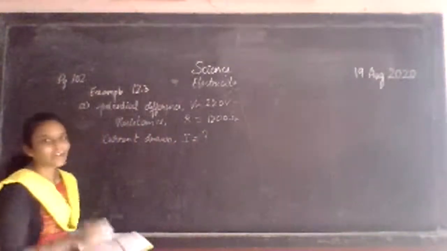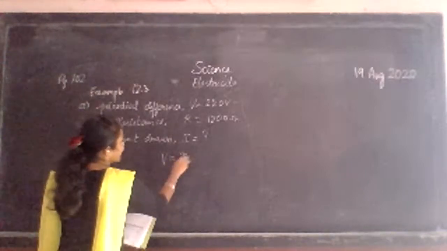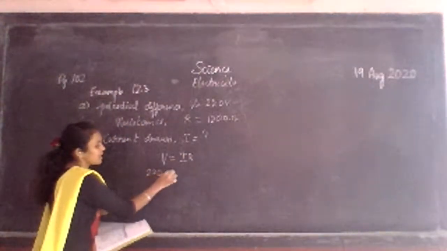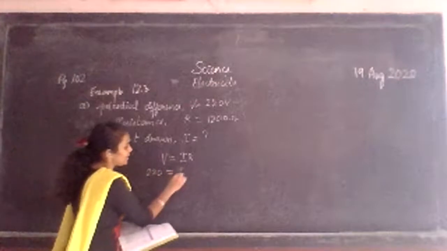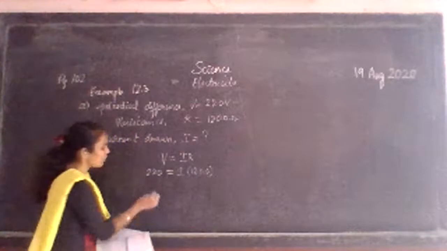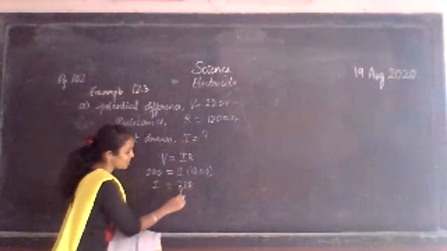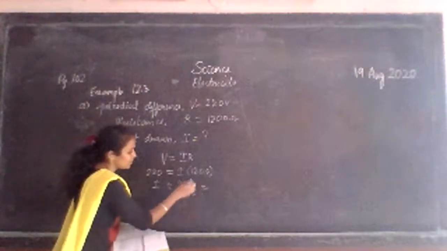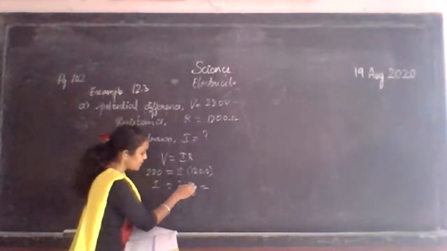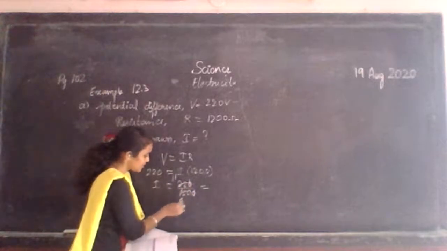So now we know a relationship. According to Ohm's law, V is equal to I into R. Let me substitute all the values. V is 220, that is equal to I, which is to be calculated, and R is 1200. So now I is equal to 220 by 1200, which is 22 by 120. I cancel zeros and divide by 2, to get 11 by 60.